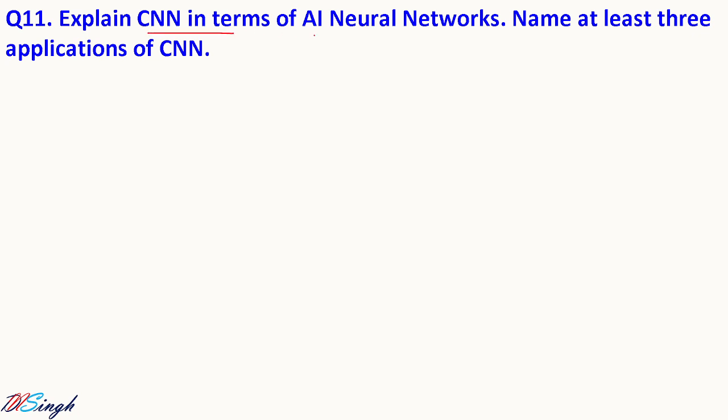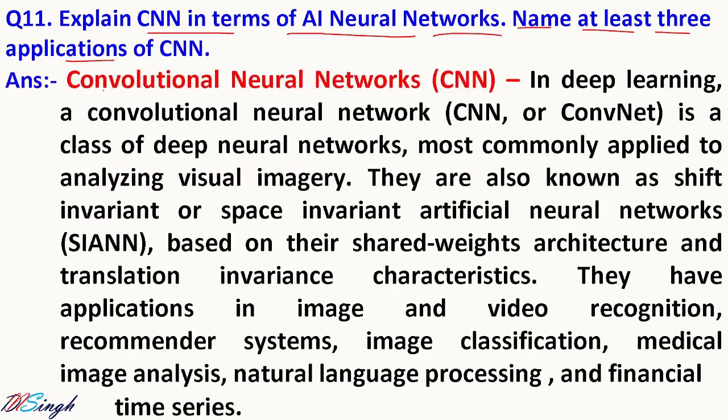Explain CNN in terms of AI neural network. This is just 1 degree higher than 10th grade standards, but still it came into the CBSE exam paper. That's why I'm going to discuss convolution neural network. Convolution neural network is also a part of neural network itself. It is actually a type in deep learning. Deep learning is what? When AI is in its advanced stage, that is called deep learning or deep fake.